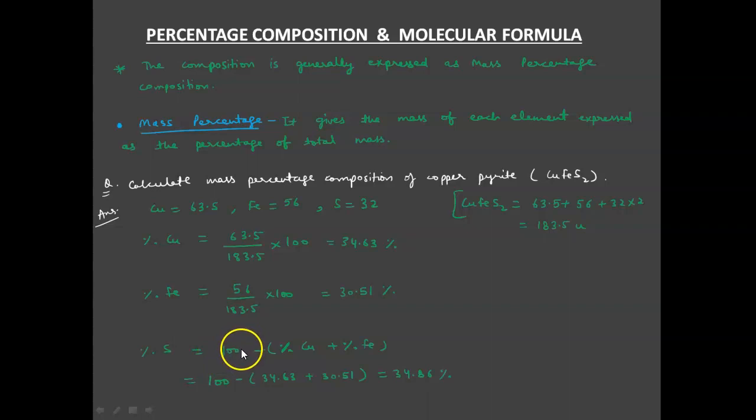And for sulfur, we can calculate similarly, 32 upon 183.5 into 100, but there is no need to calculate by formula because there are three elements in the compound. So we will calculate the percentage of sulfur by 100 minus the percentages of the other two components, percent of copper plus percent of Fe. This is 100 minus (34.63 plus 30.51), which finally comes out to 34.86. You can calculate the total of the three elements, 34.63, 30.51 and 34.86. It comes out to be 100%. That verifies our answer.